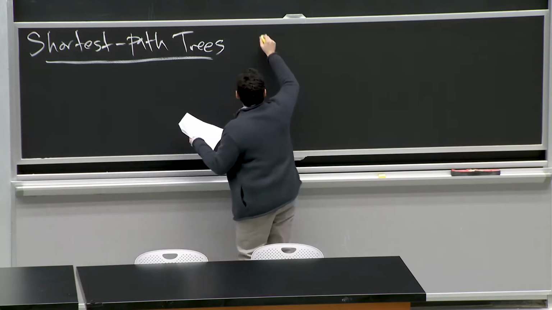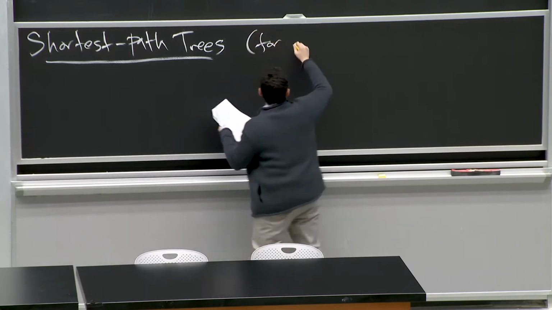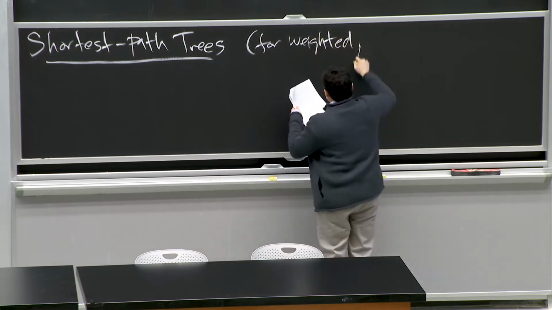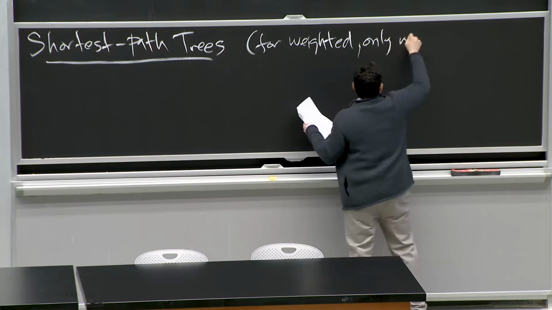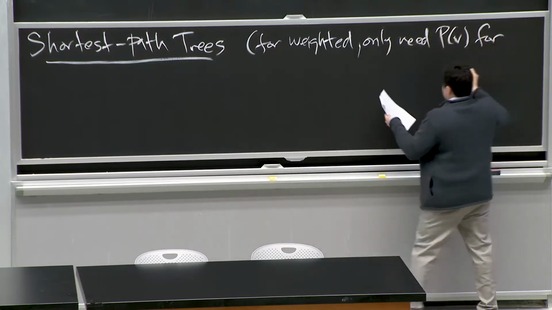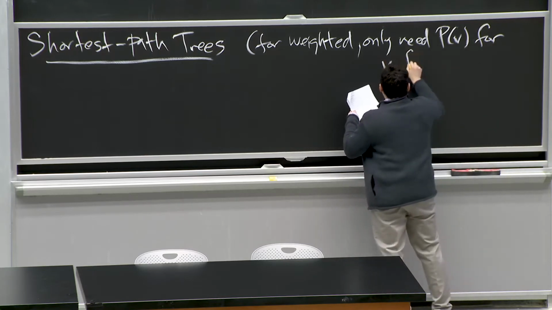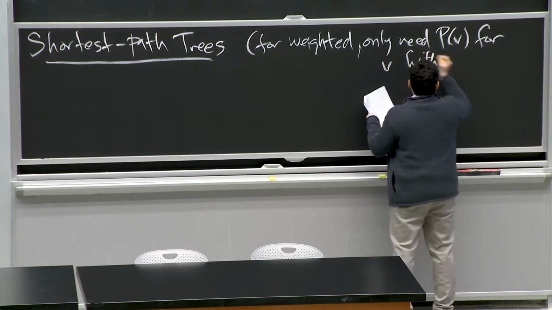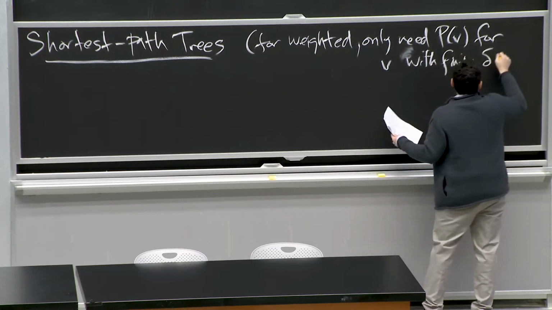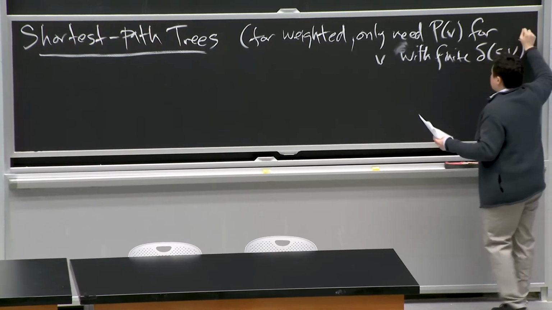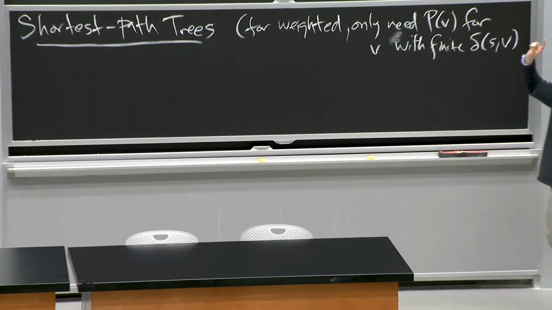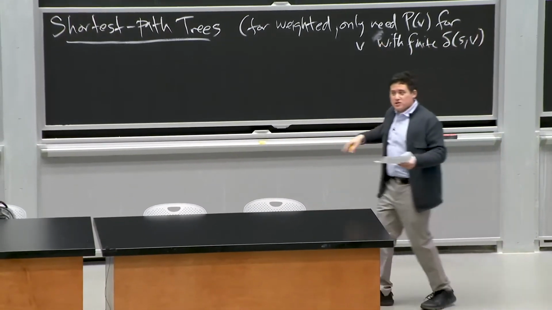For weighted, there's the caveat here I'm going to write down. For weighted shortest paths, we only need parent pointers for v with finite shortest path distance. Okay? Only finite shortest path distance, right? We don't care about the infinite ones or the minus infinite ones, just the finite ones.